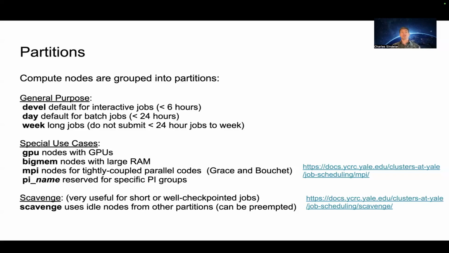But the advantage of the scavenge node is that it allows you to run jobs more quickly because there are usually resources that are available. And also sometimes there are many more resources available on scavenge. For example, our upper limit of CPU cores per user is 10,000 cores on a given day for scavenge, whereas it's only 1,000 cores per day, for example, on the day partition.